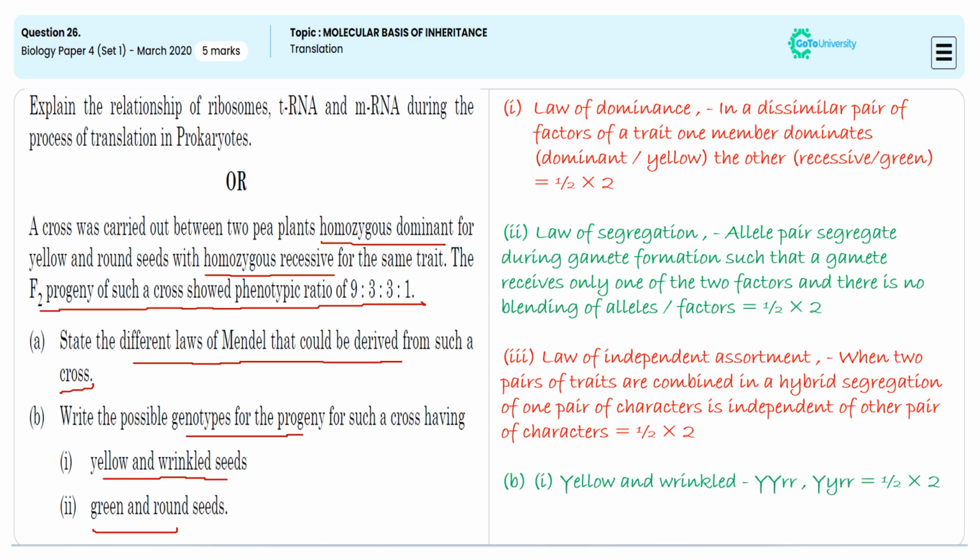And for mentioning the green round seed, the genotypic information is small y, capital R, small y, capital R, small r. For this mention, you will get another 1 mark. In this way, we are satisfying the 5 mark demand of this subjective question.